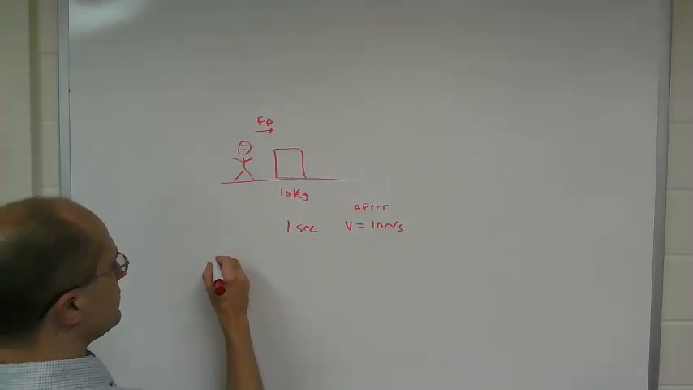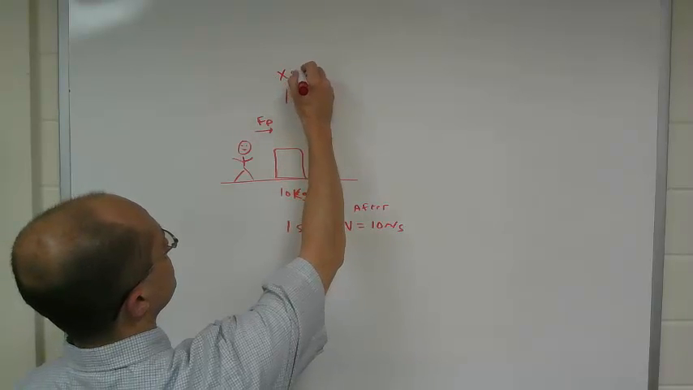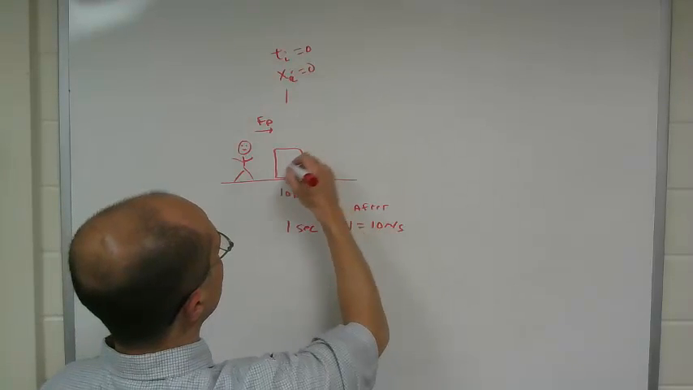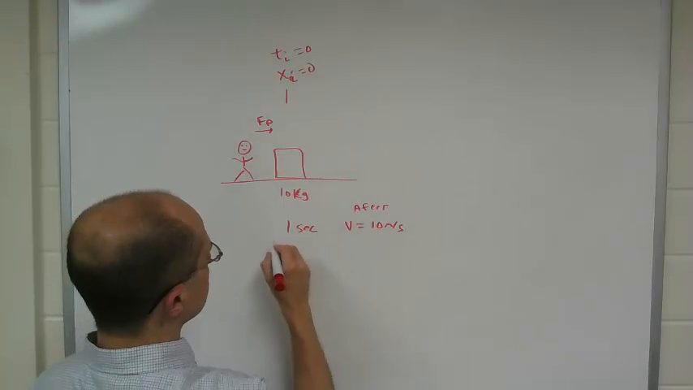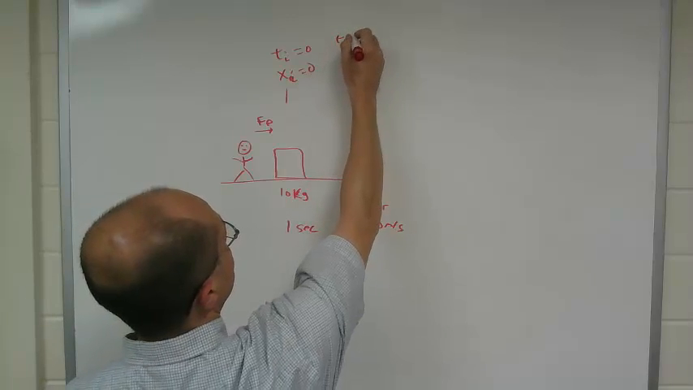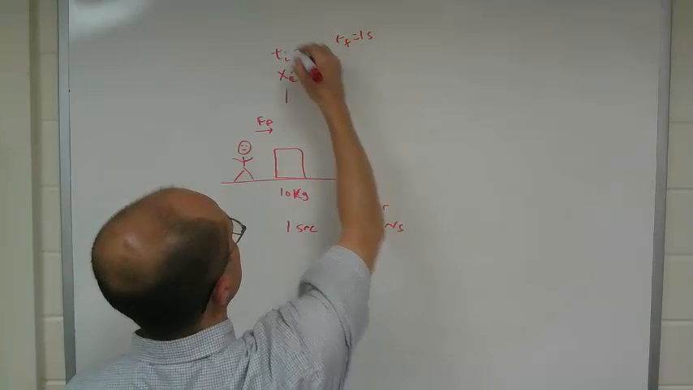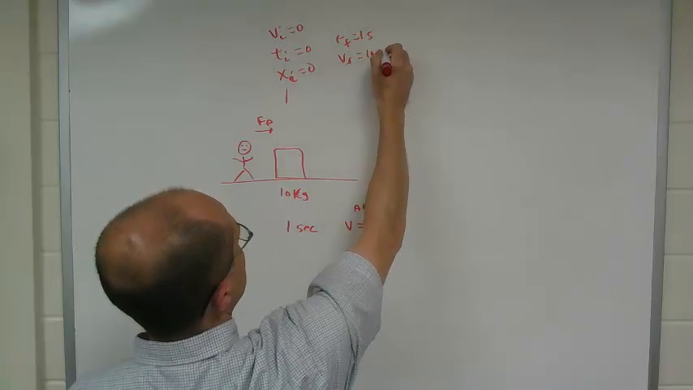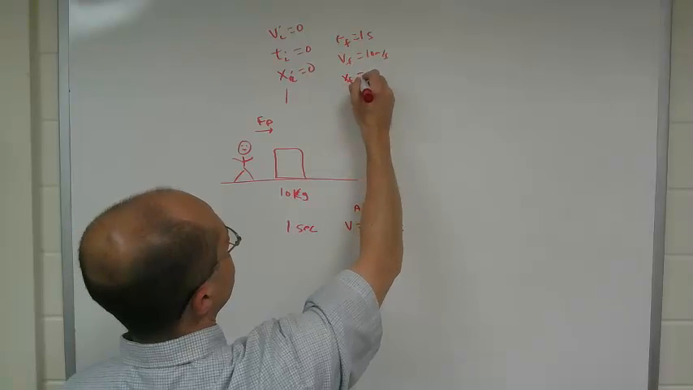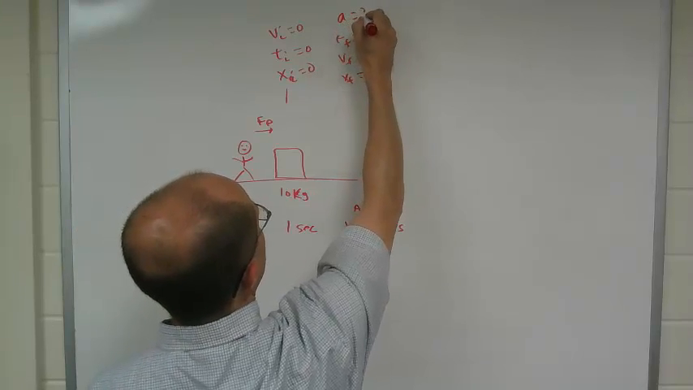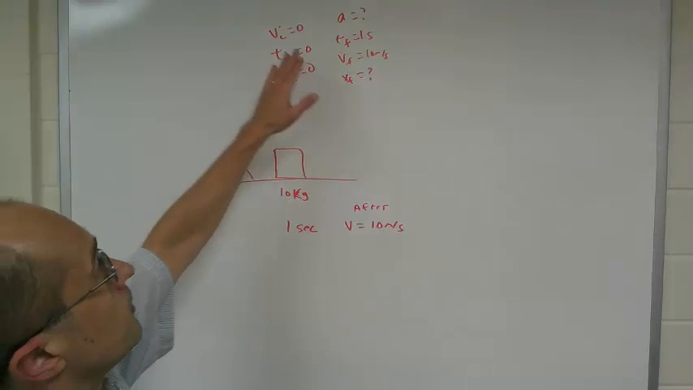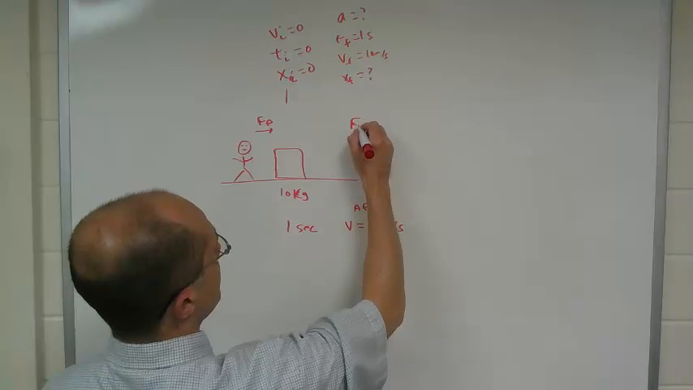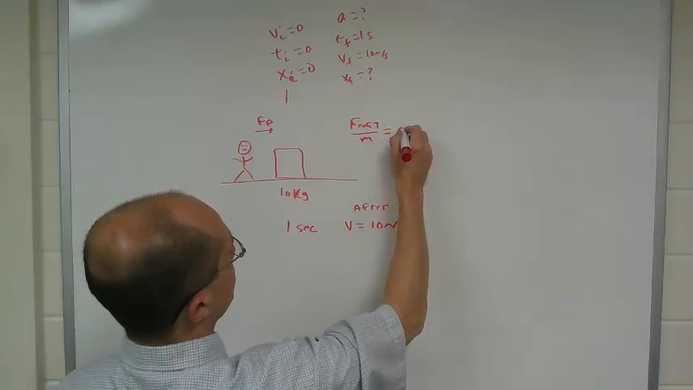So we say initially x initial is equal to 0, t initial is 0. Then after we made our 1 second push, t final equals 1 second. v initial is equal to 0. v final is equal to 10 meters per second. We don't know x final, and we don't know a. Now, we really don't need x final, but we do need a, because we remember that F net is equal to m a, so a equals F net over m.